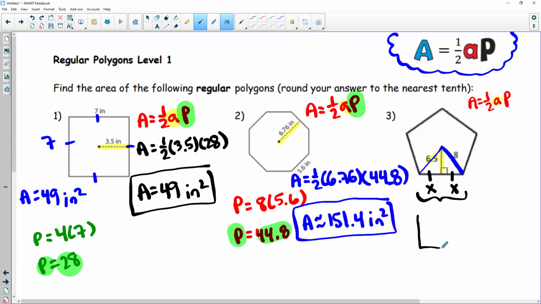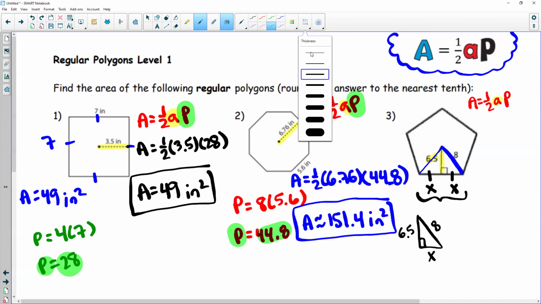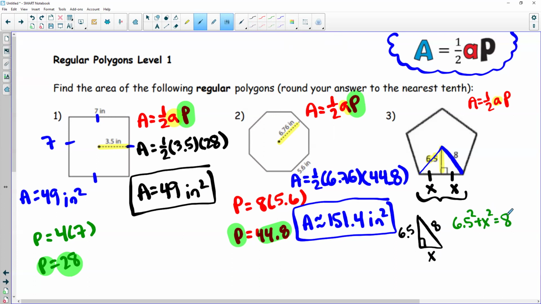So we have this following right triangle here. We have a right triangle with a side length of 6.5 for one leg. The hypotenuse is 8, and the bottom leg is x. So we can actually find x by using the Pythagorean theorem. What we are looking at here is 6.5 squared plus x squared is equal to 8 squared.